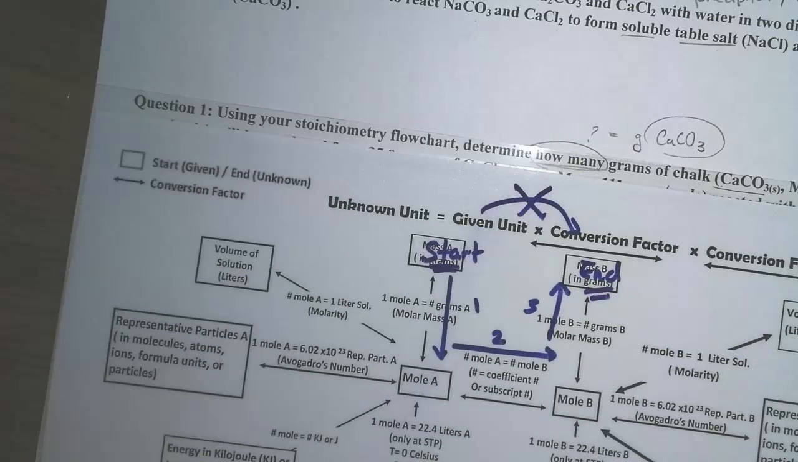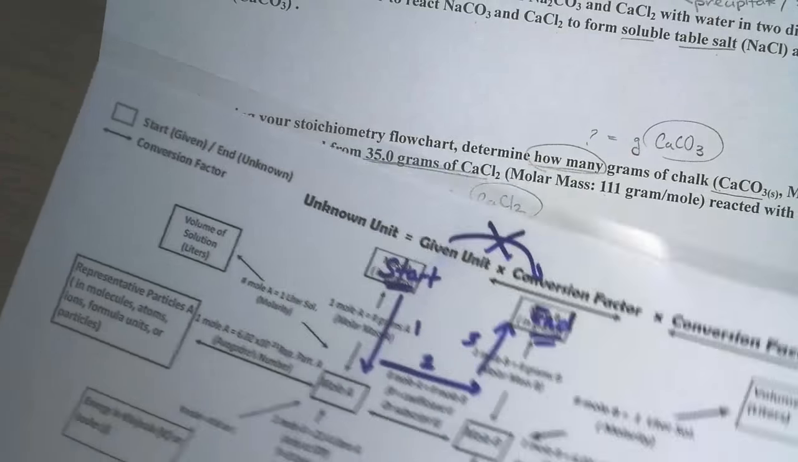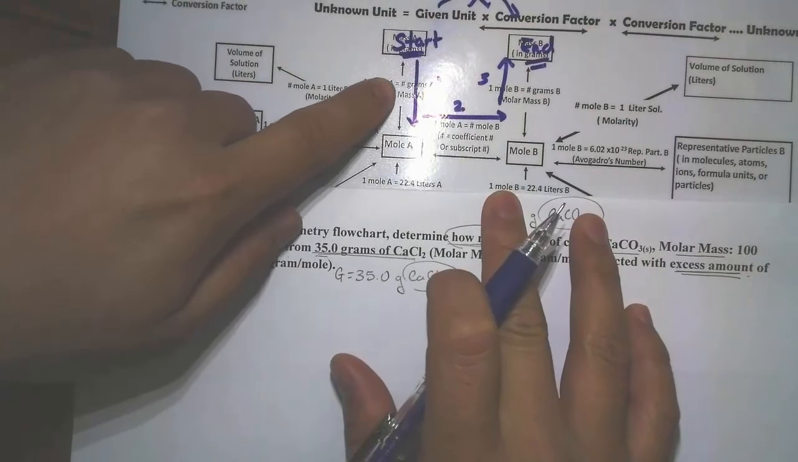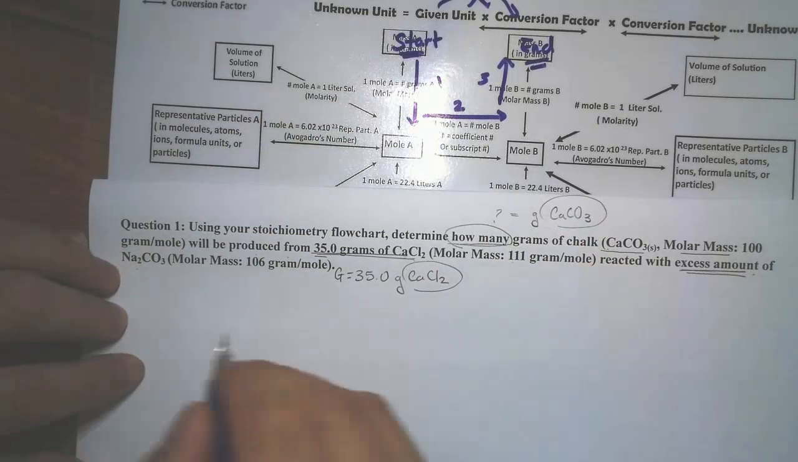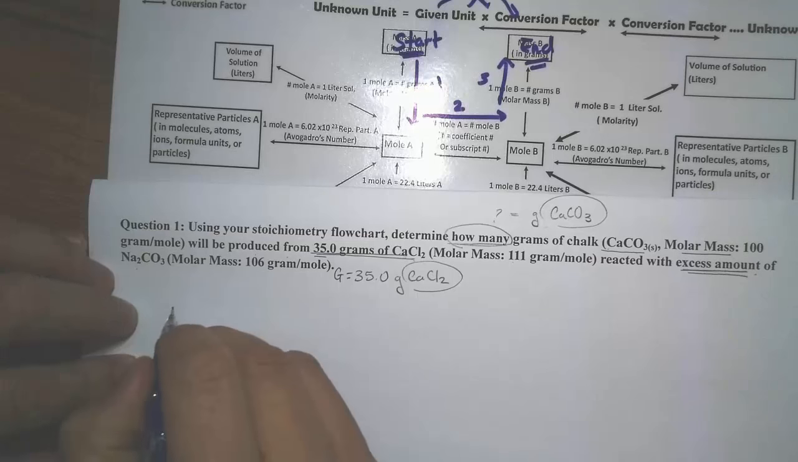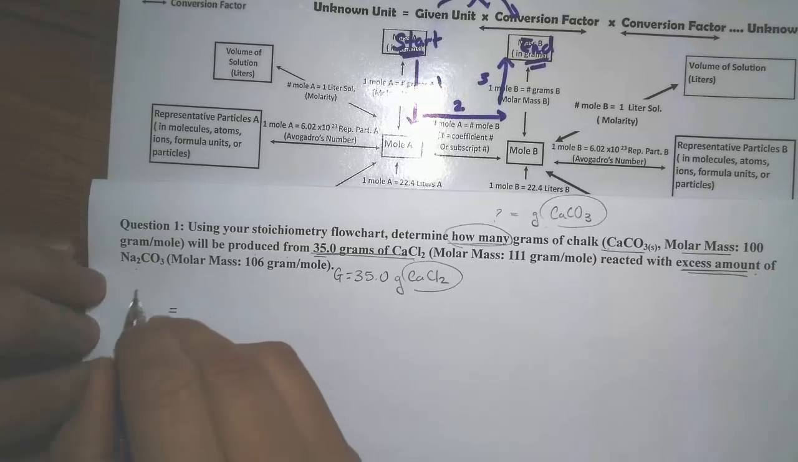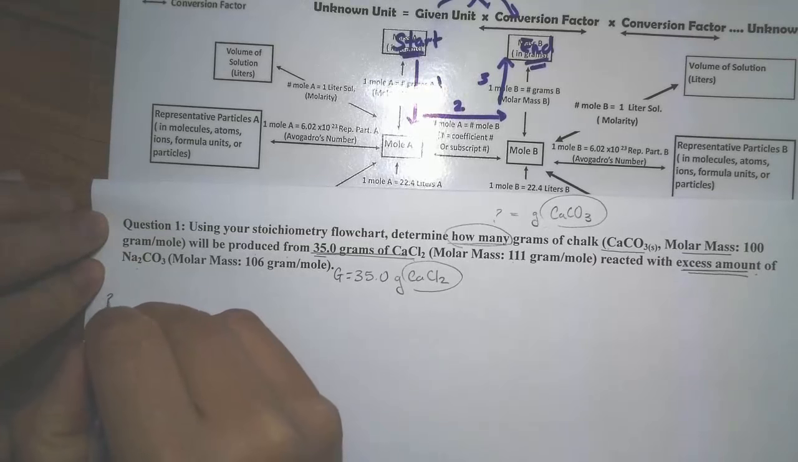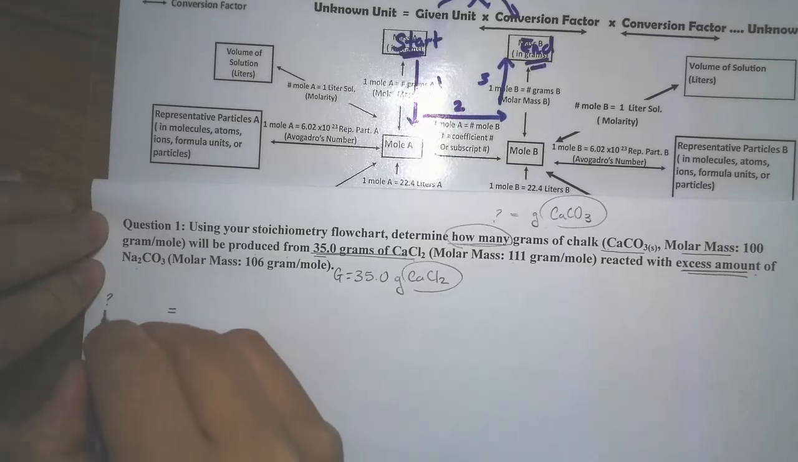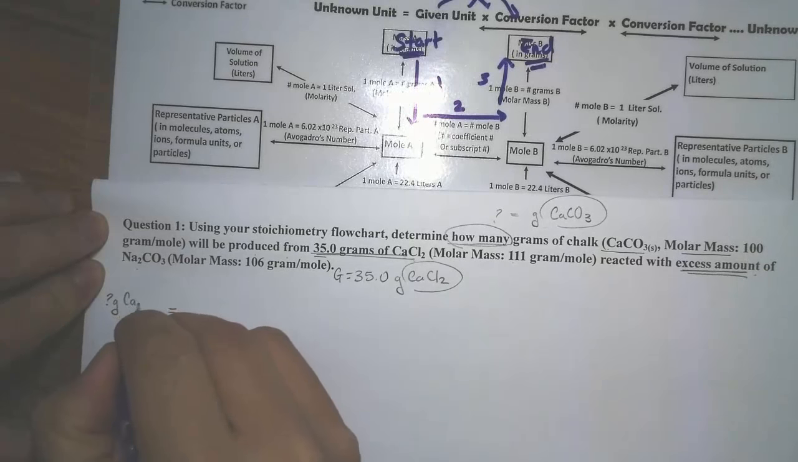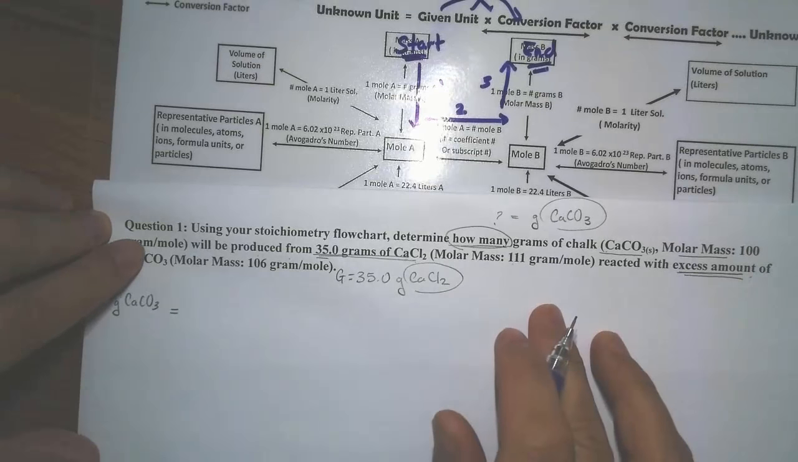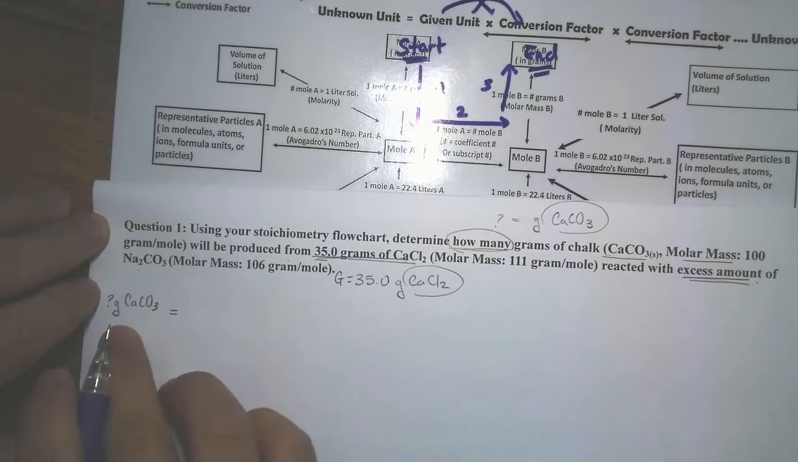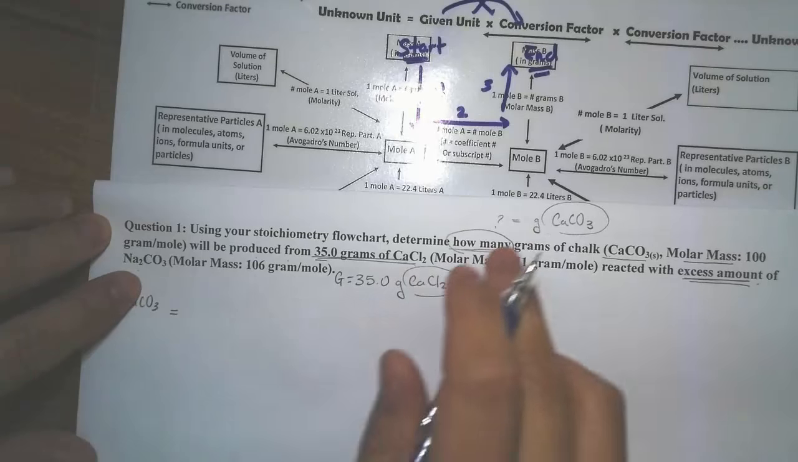Now let's set up this problem together. Let's go back to our stoichiometry flowchart to show the work. Of course, we always start from your given, okay? We are looking for what? We're looking for question mark grams of CaCO3. So we are looking for grams of calcium carbonate, which is right there.